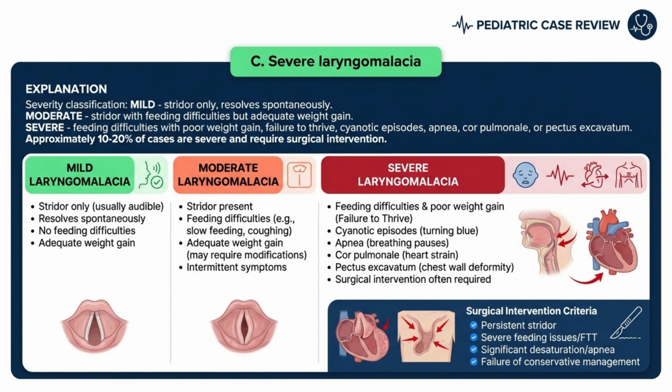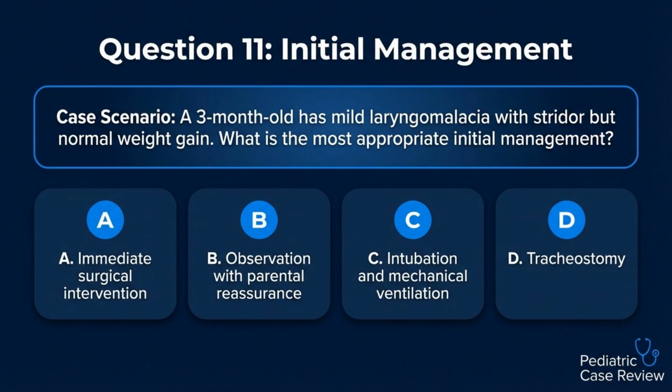The severity classification table emphasizes that the presence of feeding difficulties leading to poor weight gain, cyanotic episodes, apnea, or signs of right heart strain indicate a severe presentation. While most cases are mild, approximately 10 to 20% of patients fall into this severe category and will require surgical intervention. Question number 11 covers initial management.